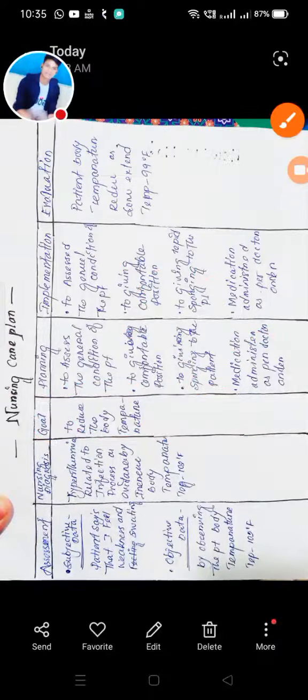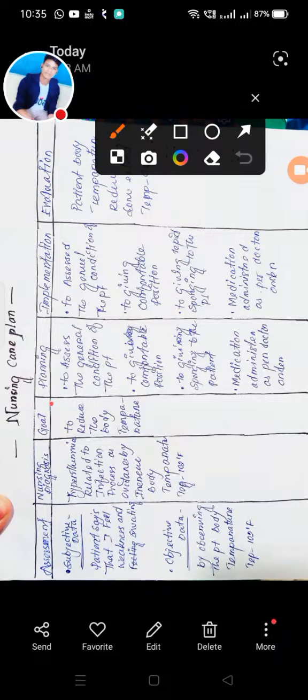In case the intake and output are very low, your goal will be to improve the IO chart, intake and output. Depending on the nursing diagnosis, you have to make a goal. If it is fever, your goal will be to reduce the body temperature. If it is the pain diagnosis, your goal will be to reduce the pain. Like this, you have to write your goal.